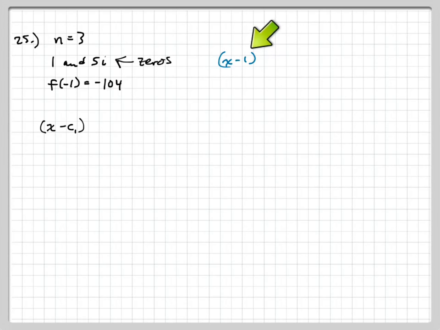Because in order to get 1, we would set this equal to 0, using the zero property, and we would get 1. What would the other one be? x minus 5i. That one makes sense too, because if I set it equal to 0 and add 5i to both sides, I would get 5i. But the problem is the directions say find a polynomial function with real coefficients.